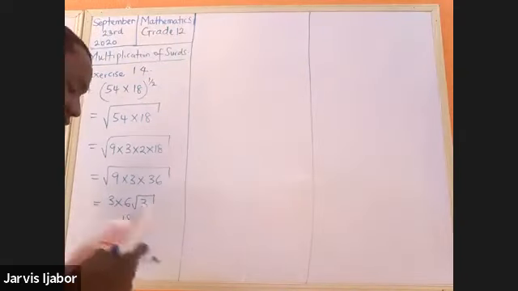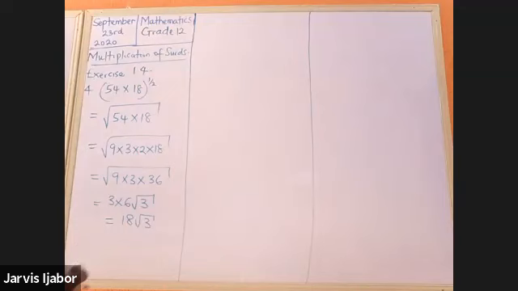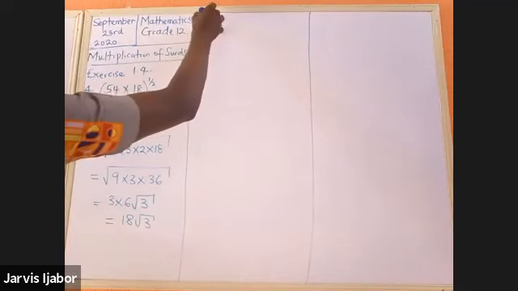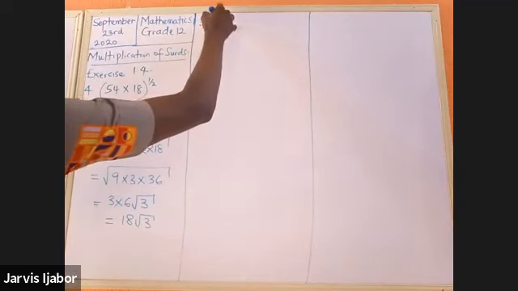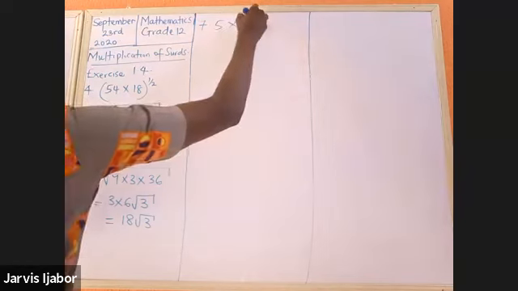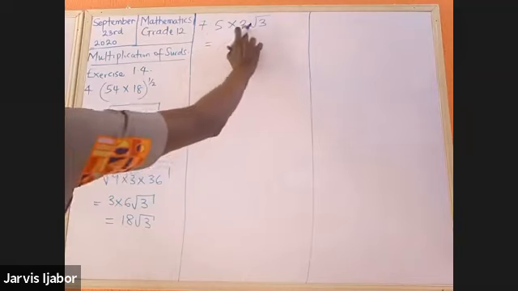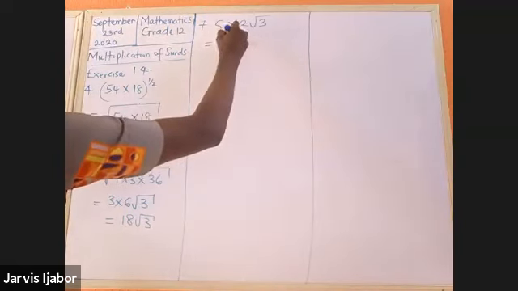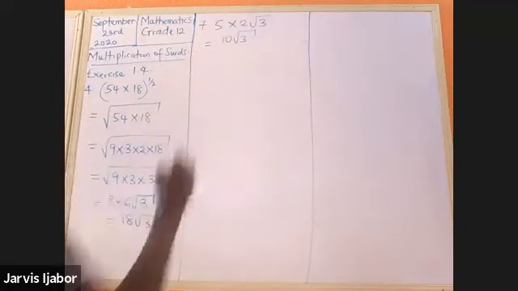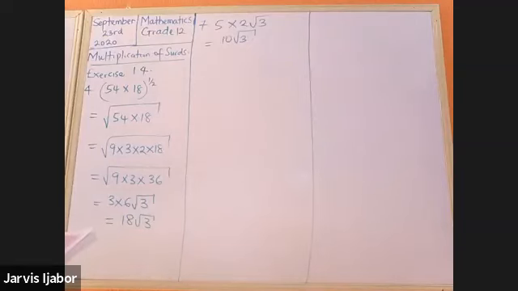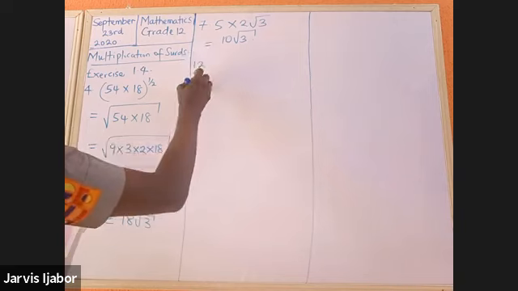Now let's pick another one. Let's say we pick question 7. It says 5 times 2 root 3. How do you handle this? The numbers will multiply themselves and you'll be left with root 3. Let's pick other ones. Let's look at question 12, for instance.